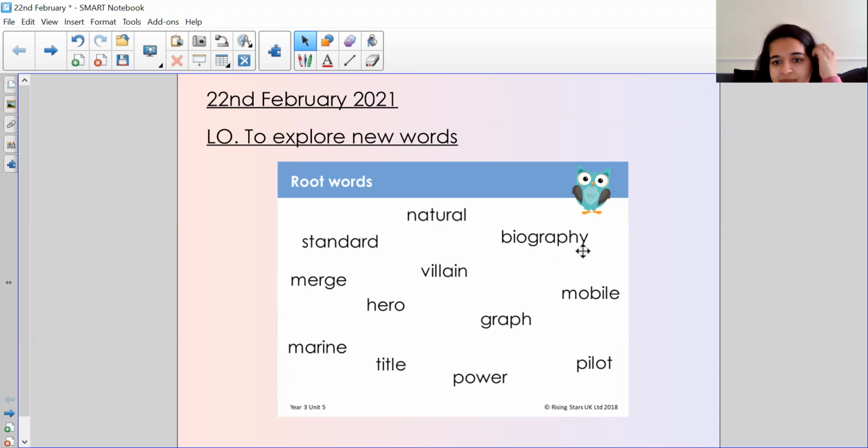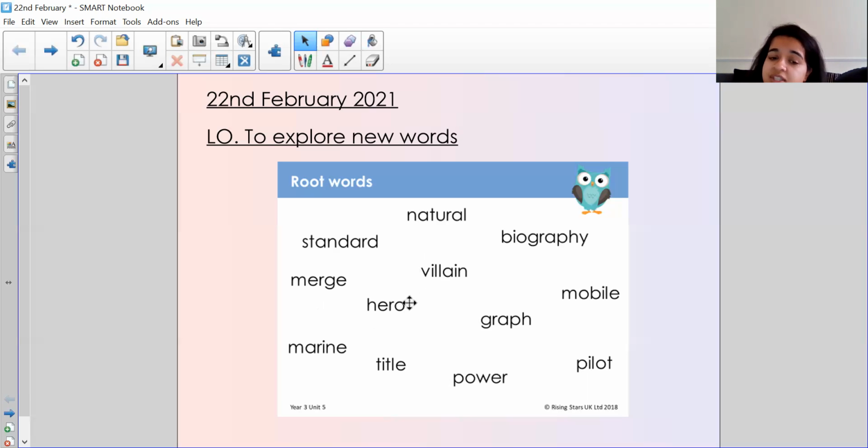Biography is a written piece about someone's life, okay? We've done biographies before when we wrote about different artists. A villain, someone that carries out evil doings, a person that does mean things to people. Often you see them in TV shows where they rob banks or in movies where they try to take over the world. All of those are villains. Then you've got merge, which is to join things together. When you merge things together, you're joining them together.